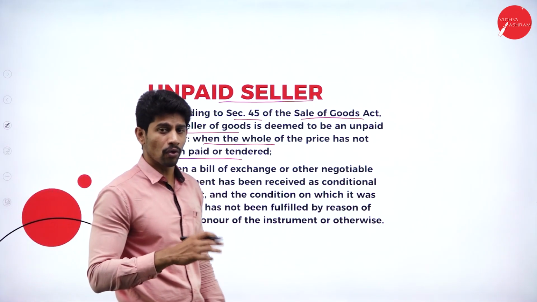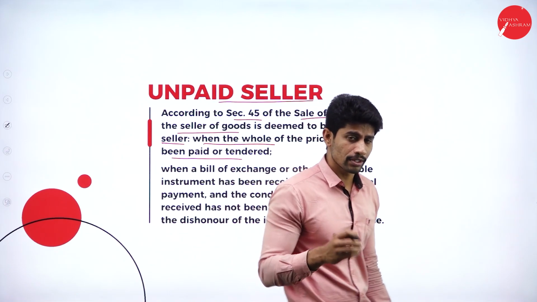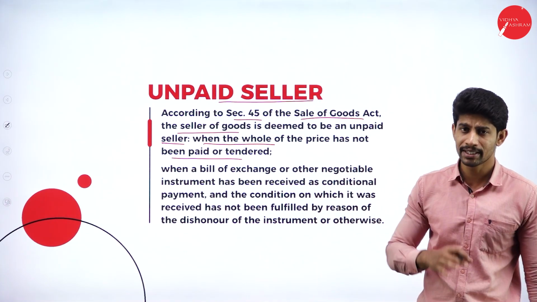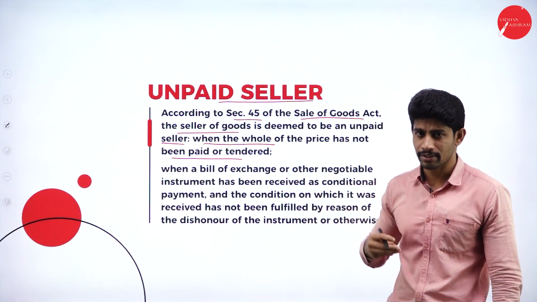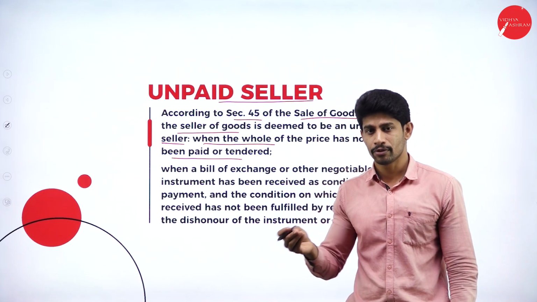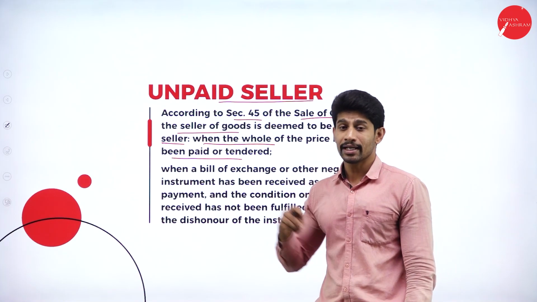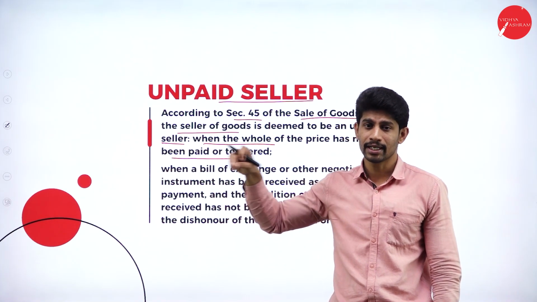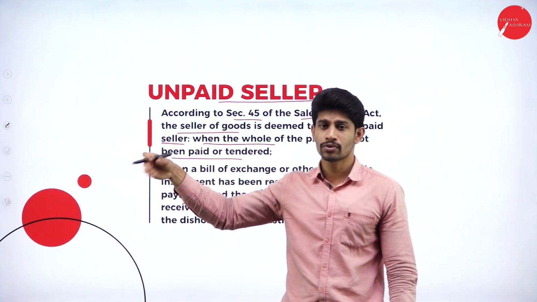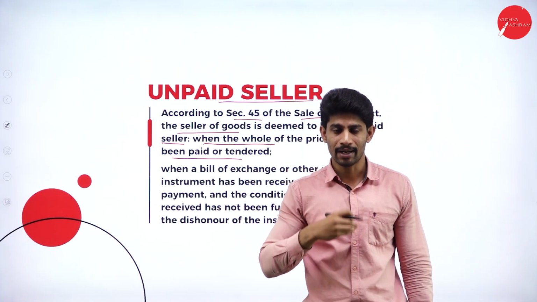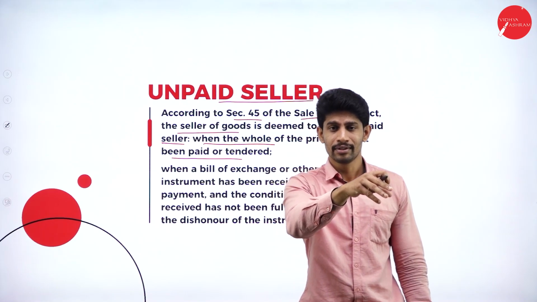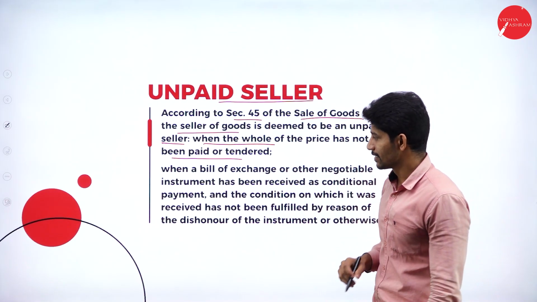If the whole amount of that particular product is not yet paid, then the seller is called an unpaid seller. For example, I purchased from another person, but I have not yet paid the amount to the person who sold the goods to me. If I am selling that goods to someone else now, then I am called an unpaid seller.